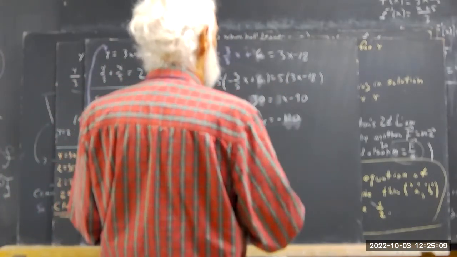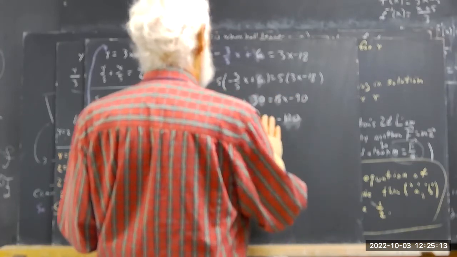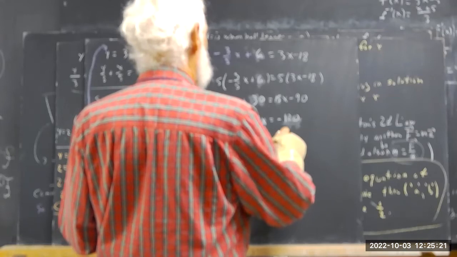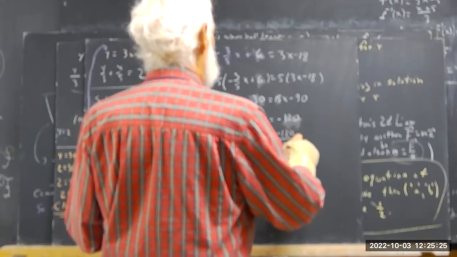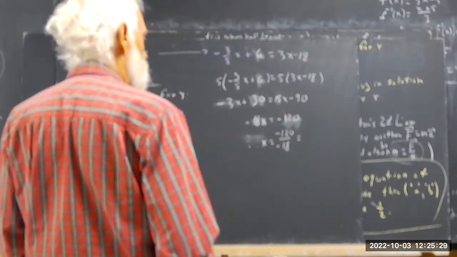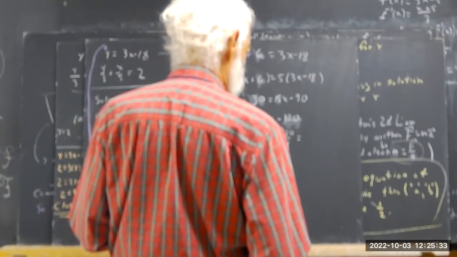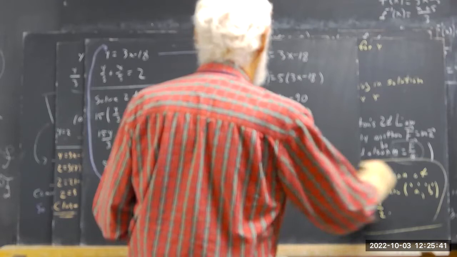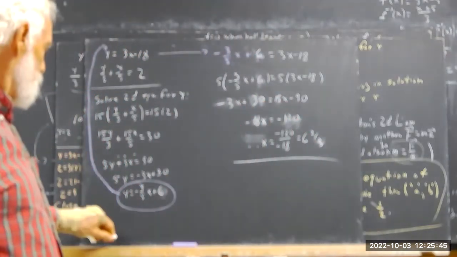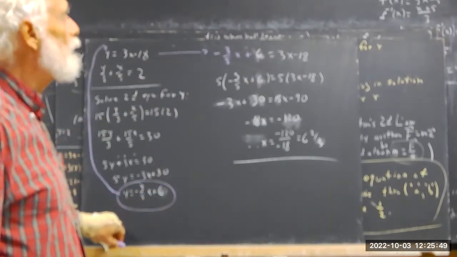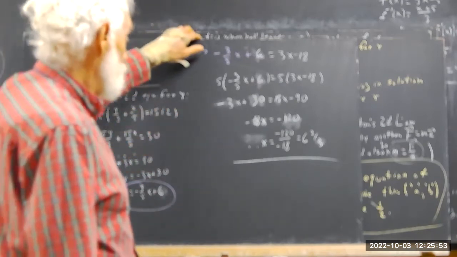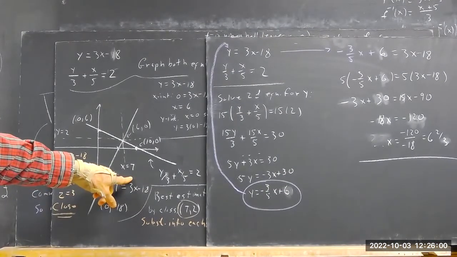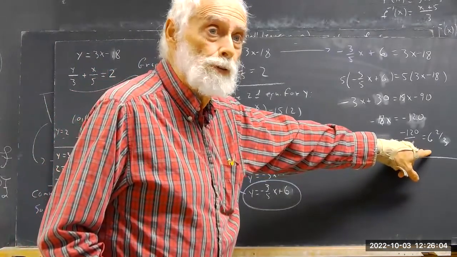What's 5 times 3? 15. Something's not firing in my brain, but x equals negative 120 over negative 18, which equals 2/3. Okay. Point is, what was your estimate for x? It's 7. Okay. When we do this, we get 6 2/3, and this is correct, I think.